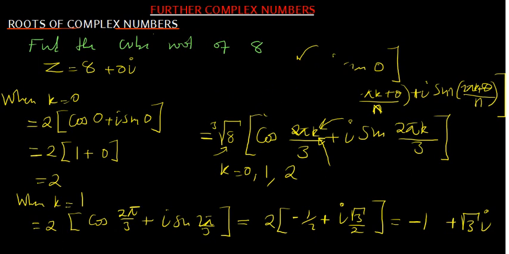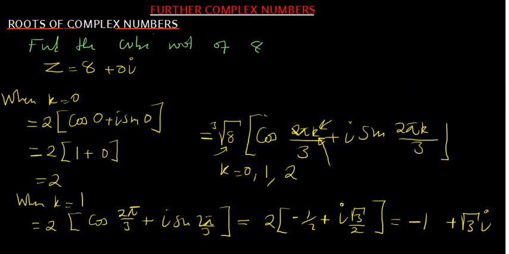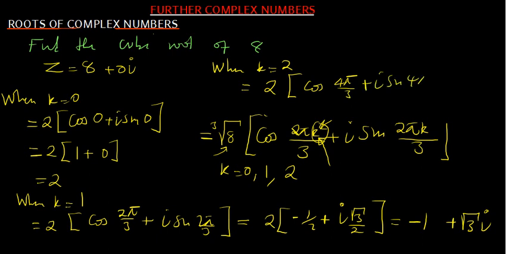Now we go to the other one. When k is equal to 2, we've already found for 1. When k is equal to 2, this is going to be the third root of 8, of course, is 2. That will be open brackets, cos. So put a 2 here, 2 times 2, which will be 4 pi. So it will give us 4 pi over 3 plus i sine 4 pi over 3.